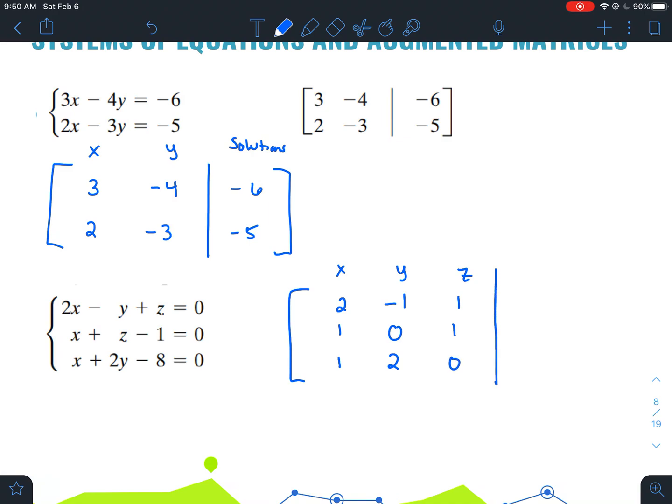And then your solutions. The solution for the first one is 0. The second one, we would have to add that 1 over, and its solution is 1. And on the last one, we'd have to add the 8 over, and its solution would be 8. So that would be the augmented matrix for that system of equations. Make sure that x, y, and z are on the same side and your solutions on the other side.